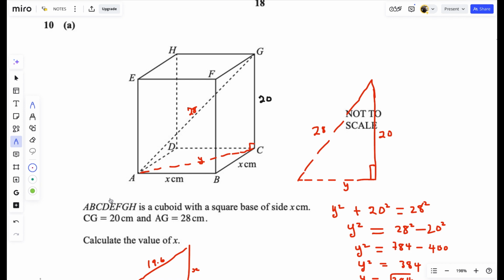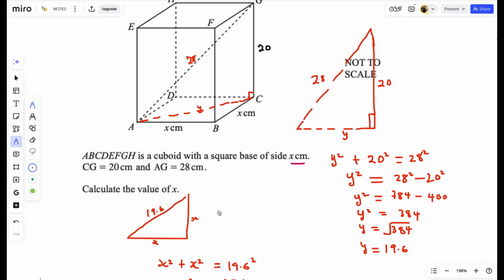Now we start with the first four: A, B, C, D. It's the first four, which is the base, the square base of this cuboid. And then E, F, G, H: the second square that is on top of this box. It's a cuboid with a square base of side x centimeters. So the base is a square, so whatever value is here is the same value here. And they are 90 degrees to each other.